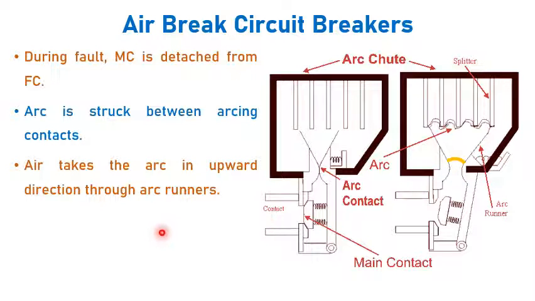So you can see the arc going upwards. Again I'll show you. See, the arc is going in the upward direction, and also you can notice that when the arc goes in the upward direction, the length of the arc is increasing, thereby the area of the cross section is decreasing. And in the previous video we also discussed that one of the methods to extinguish the arc is by lengthening the arc and reducing the cross section of the arc.